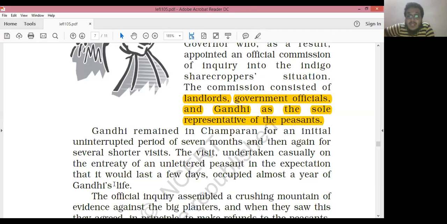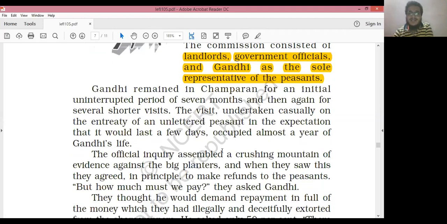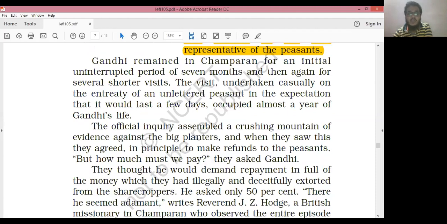Occupied almost a year of Gandhi's life. These events remained in Gandhi's life for years. He was thinking it would be a small period, but it took years, and his connection lasted for years. The official inquiry assembled a crushing mountain of evidence against the British big planters. The officials gathered lots of information about the big planters.